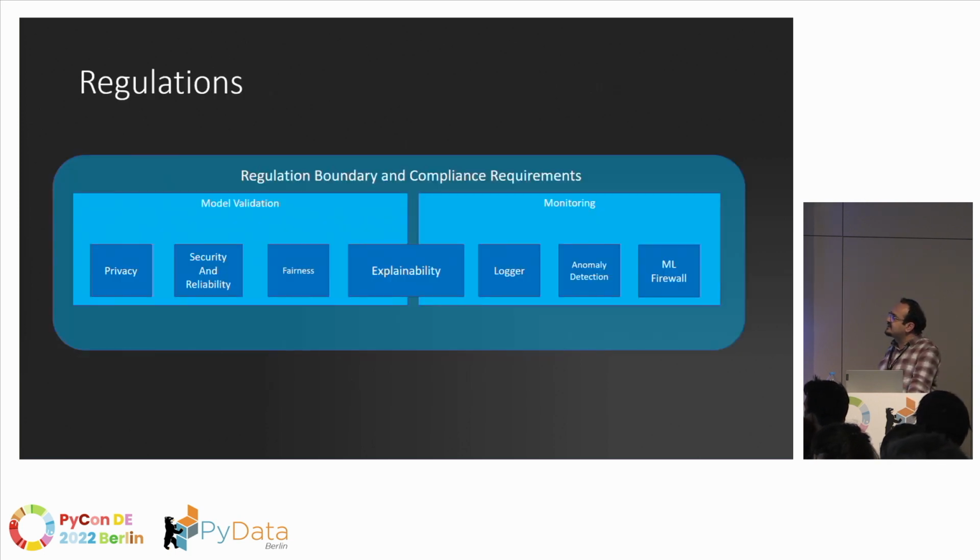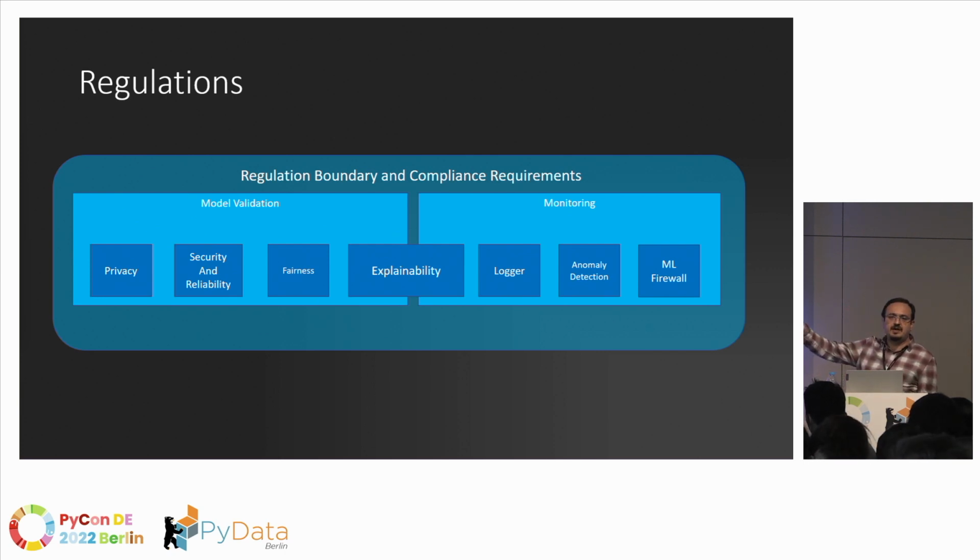So the regulation boundary is actually like this. You need to validate your machine learning models on privacy, security, and fairness, and once you deploy them, you need to monitor your ML models with a human-in-the-loop approach. Which means that you need to log every prediction of your model. You need to detect if something serious is happening in production, and if so, you should be able to interfere with the system. And if needed, you should fall back to humans. For high-risk AI systems, this will be mandatory. So you need a good logger, and anomaly detection or an ML firewall in your monitoring stack.